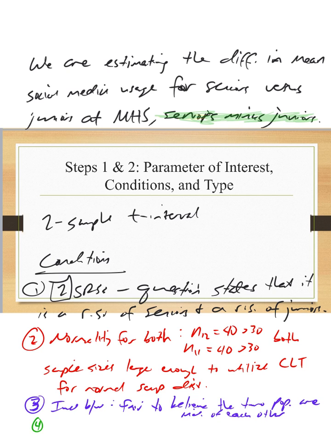The last one, you could have the 10n is less than capital N for both, like we talked about a little bit with the previous lessons. That's, again, independence within each group, basically saying that I didn't pick a bunch of seniors who hang out with each other and a bunch of juniors who hang out with each other. So you can see the difference here.